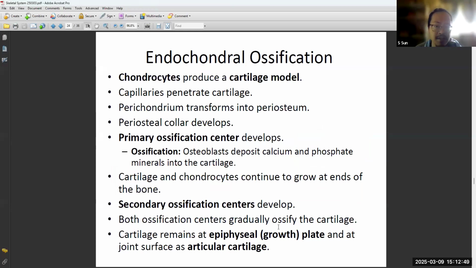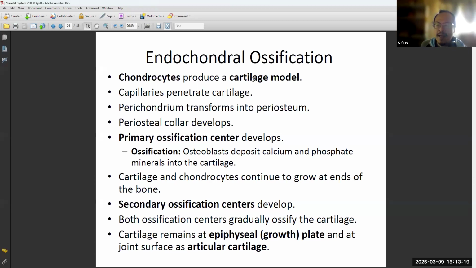First, you need to know the name of this procedure. The name of this procedure is called endochondral ossification, and that's how we describe this long bone lengthening, basically growing or formation. This involves in the beginning the cartilage model. So here is the cartilage model, cartilage coming from the chondrocytes.